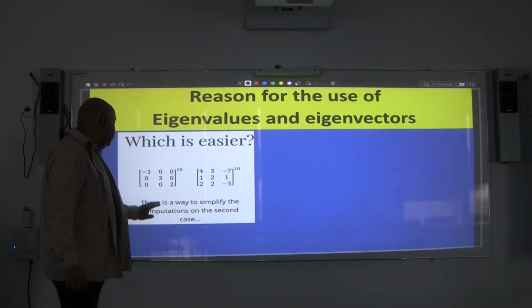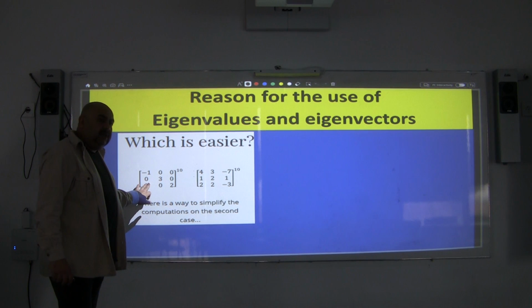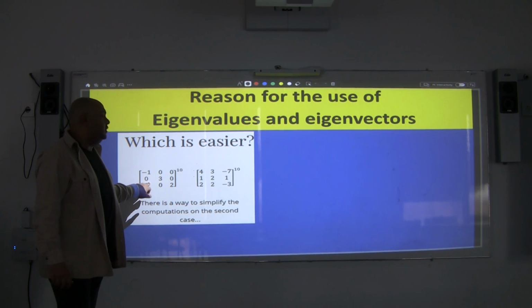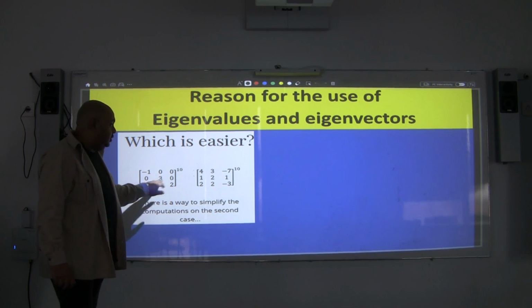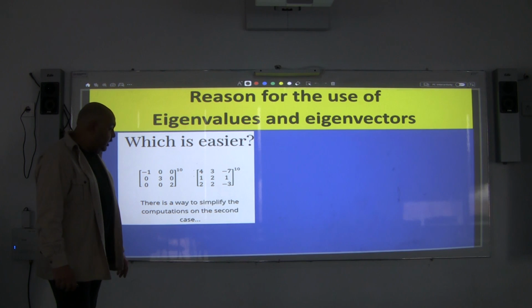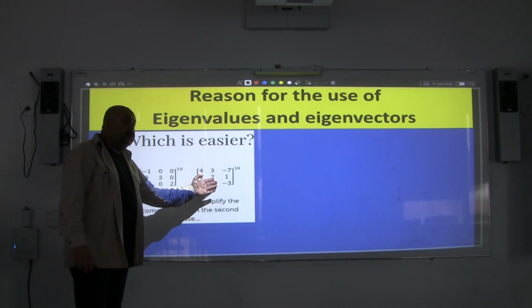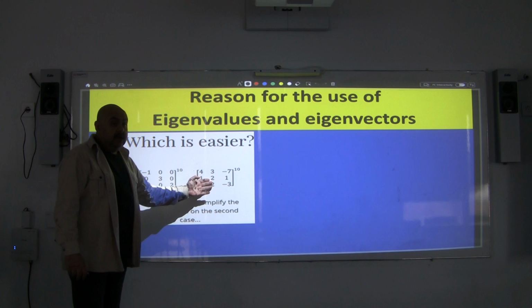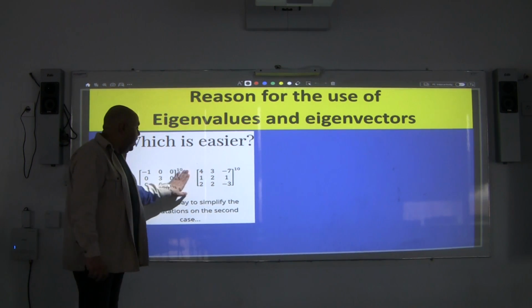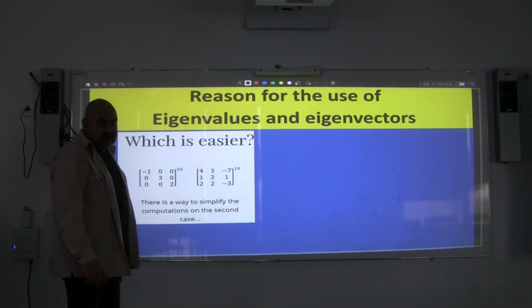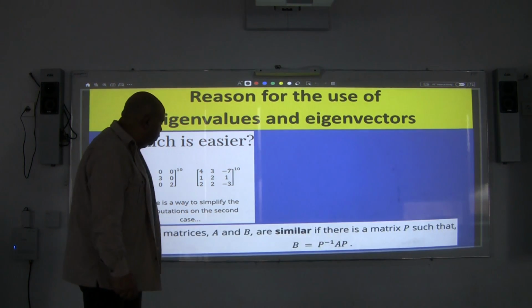So dealing with matrices in diagonal form is much simpler and more direct than dealing with matrices in the main form. There is a way to simplify the computations on the second matrix. I can find a way to replace this matrix by an equivalent one, but it's a diagonal matrix. We will see this today.